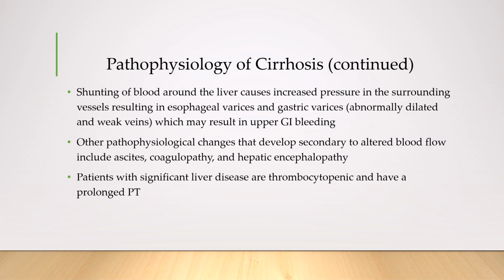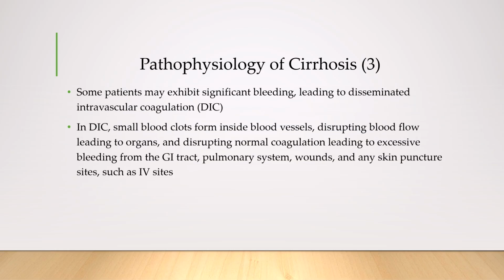Other pathophysiological changes that develop secondary to altered blood flow will include ascites, coagulopathy, and hepatic encephalopathy. Patients with significant liver disease are thrombocytopenic and have a prolonged PT. And we know that thrombocytopenia is a low platelet count. Some patients may exhibit significant bleeding, leading to what we call disseminated intravascular coagulation, otherwise known as DIC.